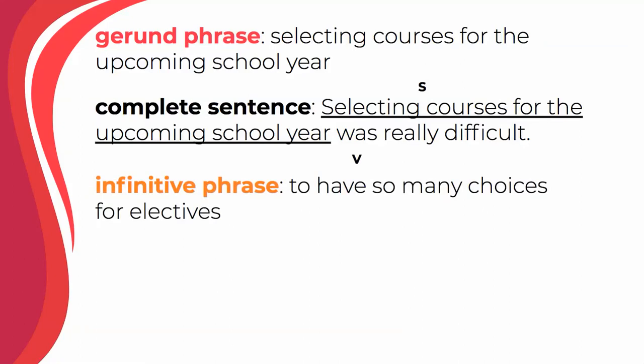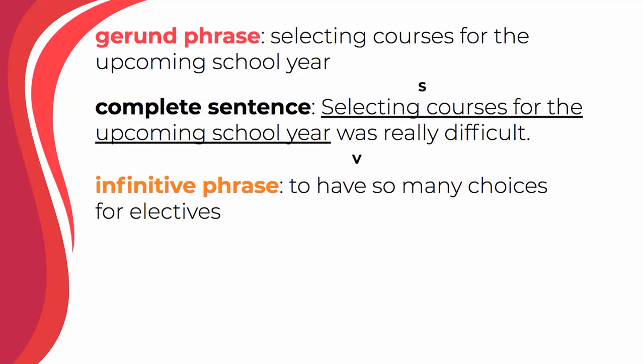The infinitive phrase: to have so many choices for electives. Again, we can hear that right now because it's by itself, but if it were in the context of a writing, maybe we accidentally put a period somewhere before it, and we weren't aware that we were creating it, we have to read our writing out loud to pick up on this.